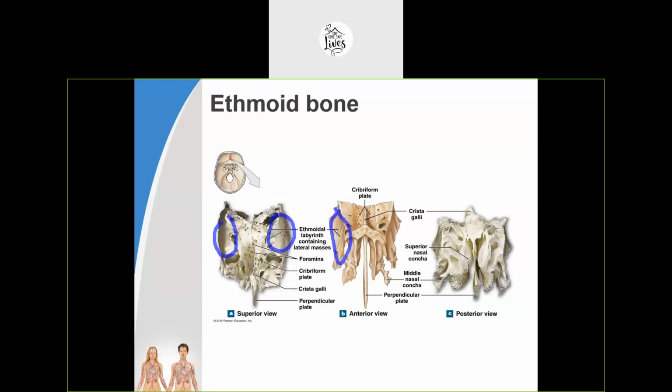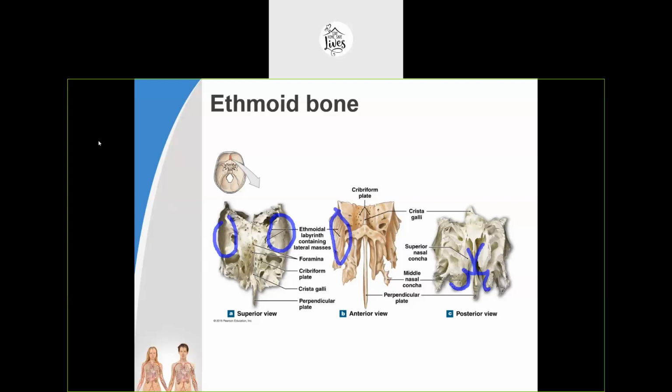Extending medially from the ethmoid labyrinth, there are thin superior and middle nasal conchae. We find here the superior nasal concha, and this is the middle nasal concha. They are wave-shaped structures that increase the surface area. As for the lateral surface of the labyrinth, we have the orbital plate, which contributes to forming the medial wall of the orbit.